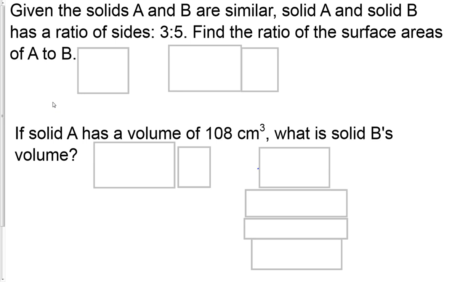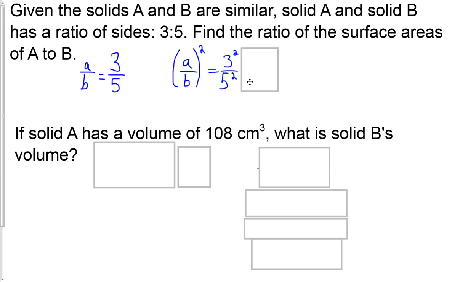Now, a different way we could ask a similar question here is, given that the solids A and B are similar, solid A and B has a ratio of sides 3 to 5. Find the ratio of the surface areas of A to B. So, A over B is 3 over 5. We want A squared over B squared, which is going to give us 9/25.